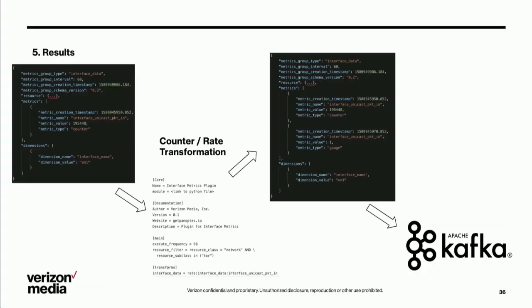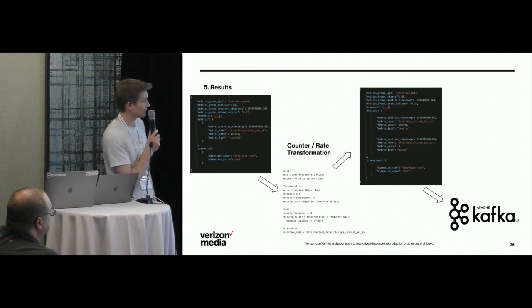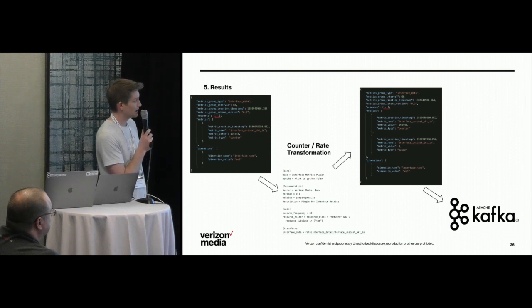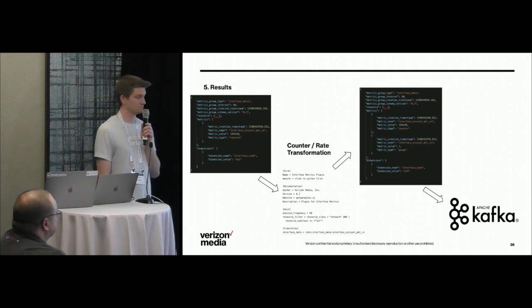In this case, it's interface unicast packets in for interface name EM1. We specified some rate transformations within the file, so it's going to perform those transformations, and the actual output is both a counter and a gauge. And then the output is piped to the messaging system, and it's consumed however the consumers are set up. So that's basically a plugin.